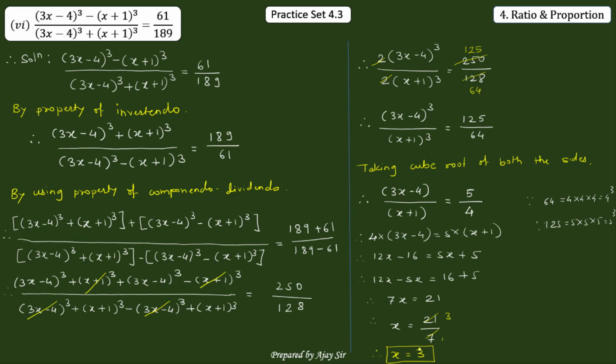So like this we convert the given equation into the reduced form, and we find the solution. So our solution is x is equal to 3. This is the solution of the given equation, and this is the answer of the 6th question. So here all examples of exercise practice set 4.3 are completed. We will discuss the next exercise in the next video.